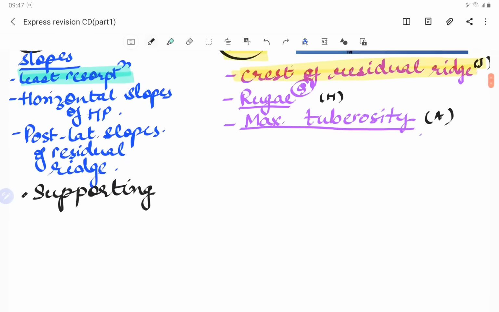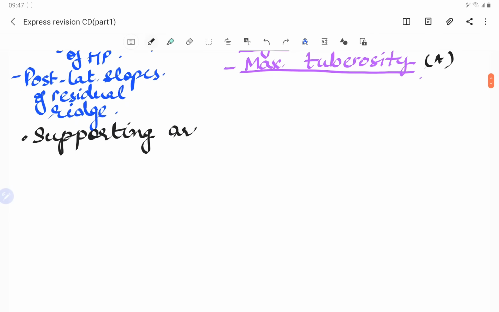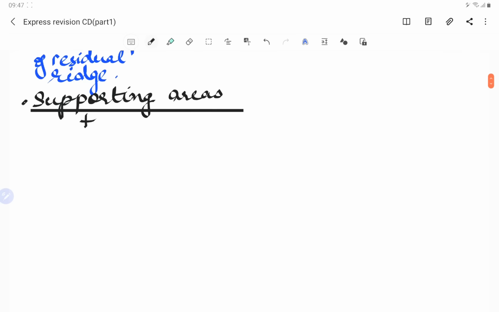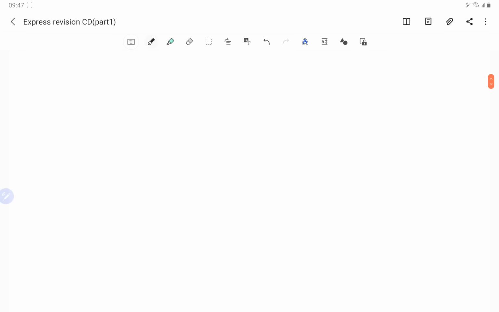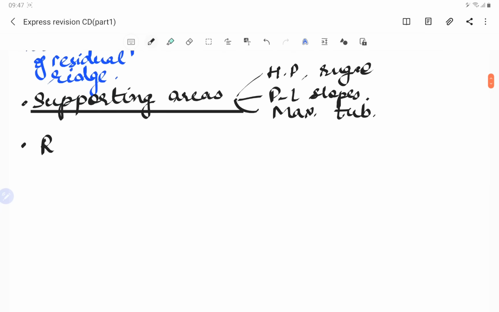Okay. Now, the supporting areas are the areas which are going to give the support, right? So the supporting areas are the hard palate, rugae are also supporting areas. Then we have got the posterior lateral slopes. See, posterior lateral slopes again is the supporting area, and then we have got the maxillary tuberosity. So these are the supporting areas. Then very important is the relief areas.